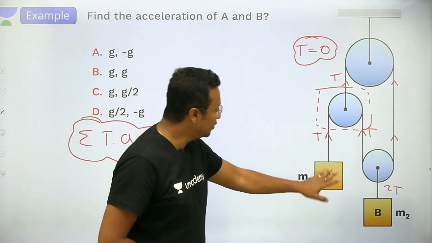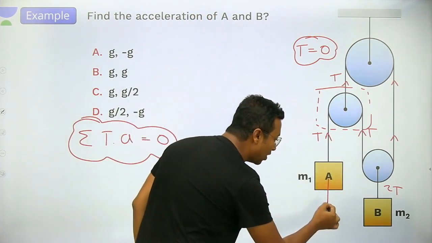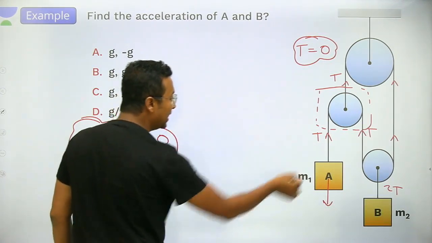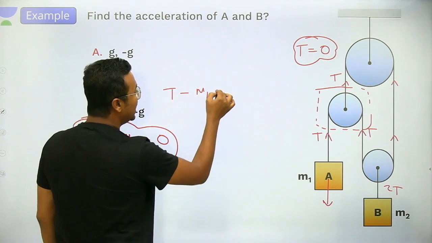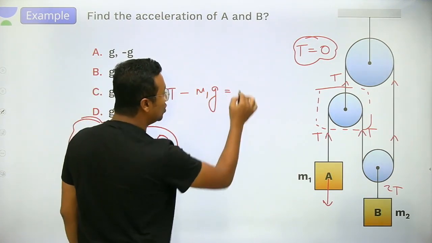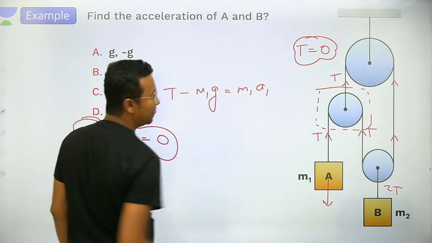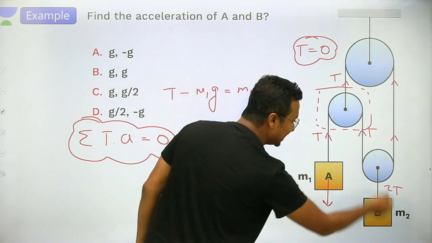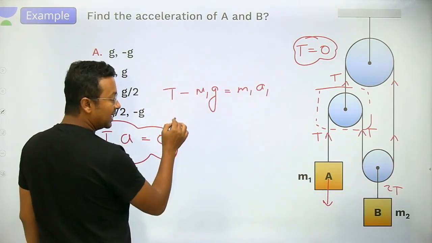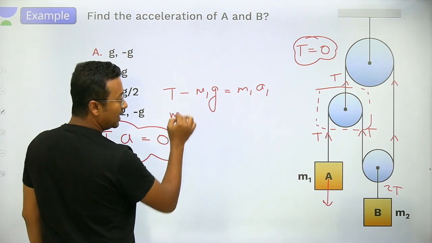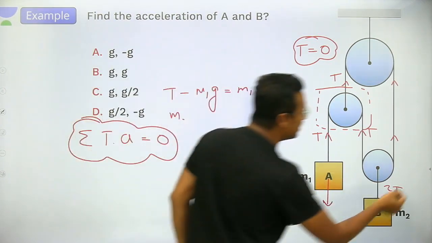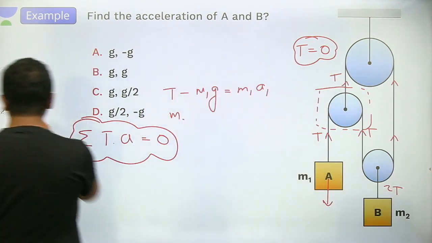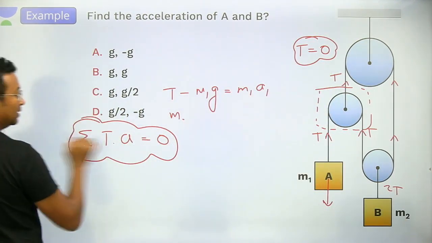So what you can do is write down the equation for block A. Block A, if you write down the equation, it will be T minus M1 into G equals M1 A1. And if you look at this, let's say it is going down, then I can write down M2, or let's say write the same equation here as well.